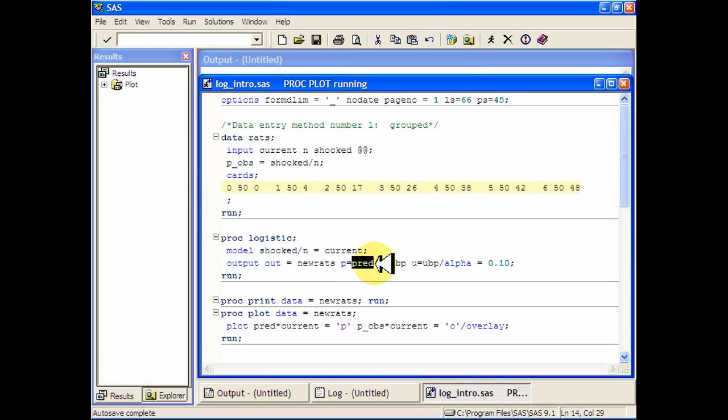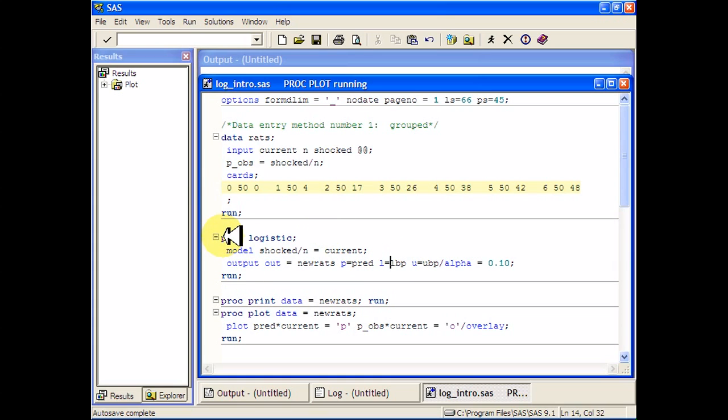And then pred is the predicted values. And then this is the lower and upper bounds for a confidence interval for the probability that the rats were shocked. Now, notice that this is kind of analogous to the confidence interval for a mean in a regression, in that it's not going to be the confidence interval for a single value. Because if you think about it, a single value is either shocked or it's not. So this confidence interval only really makes sense if you're talking about the probability.